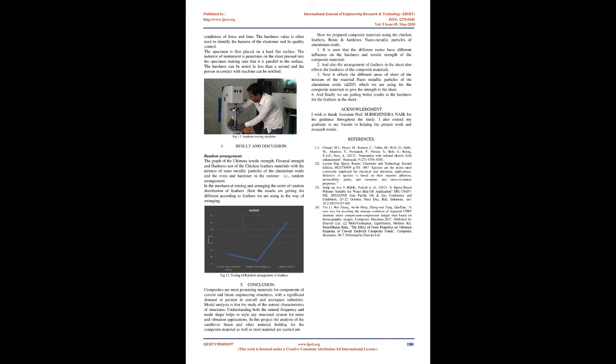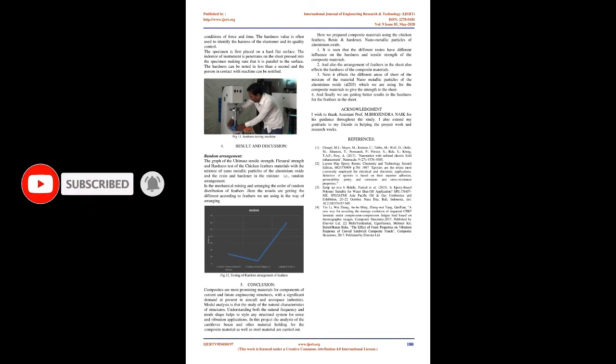C. Hardness test. Durometer hardness is used to determine the relative hardness of soft materials, usually plastic or rubber. This test is used to measure the penetration of a specified indenter into the material under specific conditions of force and time. The hardness value is often used to identify the hardness of the elastomer and for its quality control. The specimen is first placed on a hard flat surface. The indenter of the instrument is pressed into the specimen, making sure that it is parallel to the surface. The hardness can be noted in less than a second.